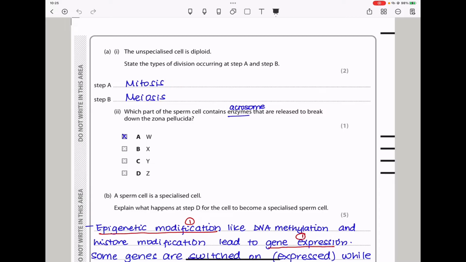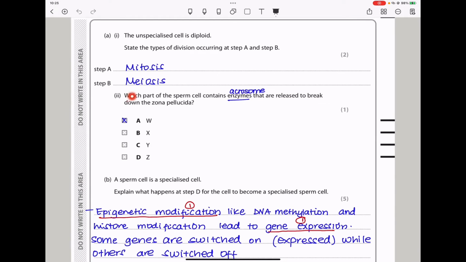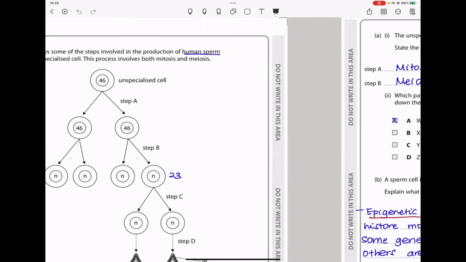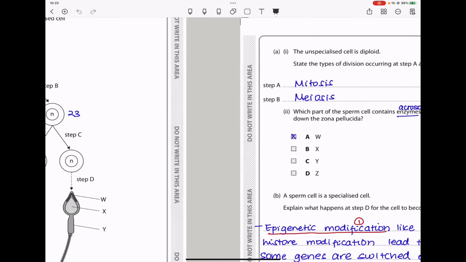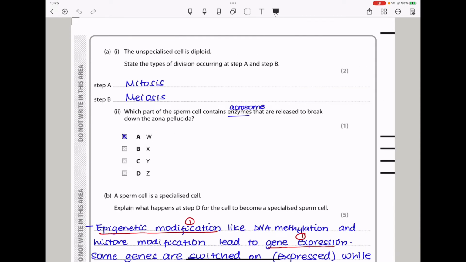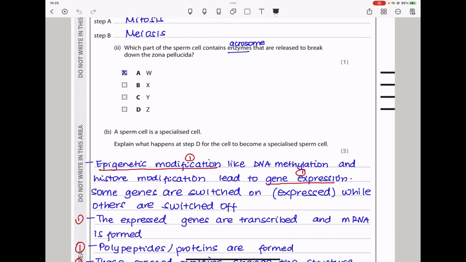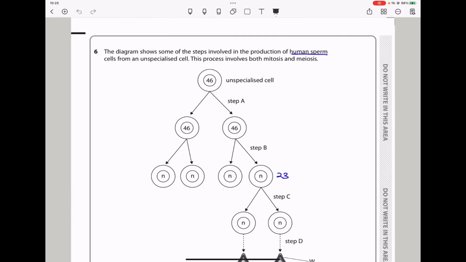So mitosis and meiosis. Next, they say which part of the sperm contains enzymes that are released to break down the zona pellucida. This is going to be the acrosome, and that is going to be part W, as you can see. So my answer is A. Next, they say a sperm cell is a specialized cell. Explain what happens at step D for the cell to become a specialized cell. Let us see here.